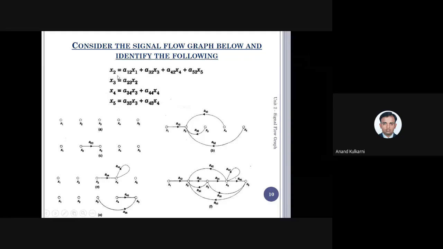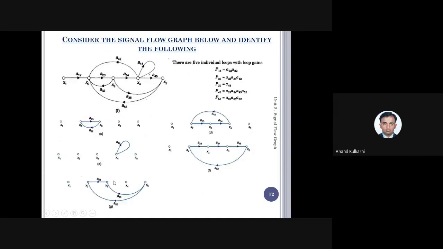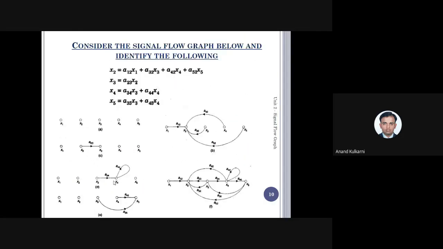Now, if we just observe this, x3 is nothing but A23 x2. That is written here. Then x4 is A34 x3 plus A44 x4. Means what? It is nothing but here. Now, I'll not consider this; I'll consider this for your explanation.